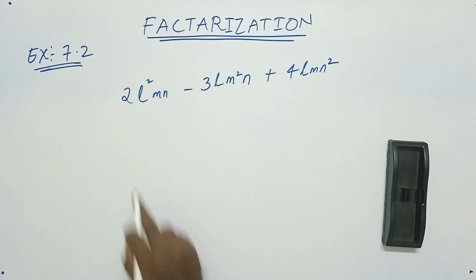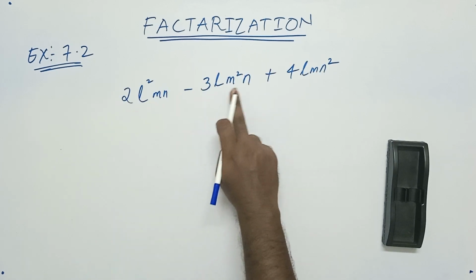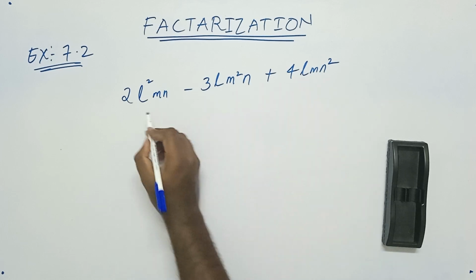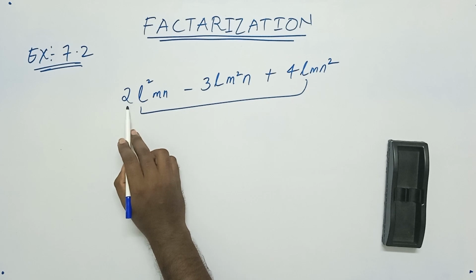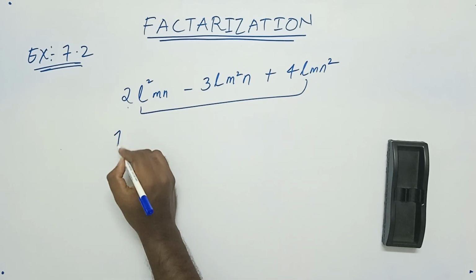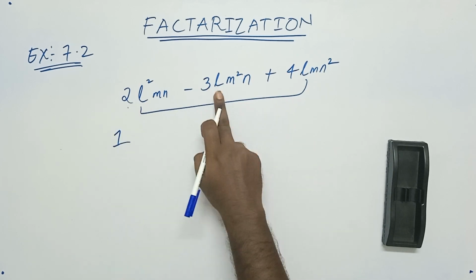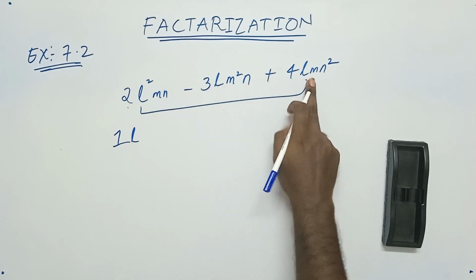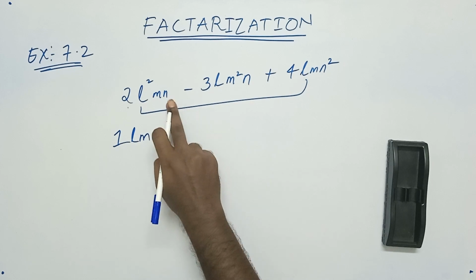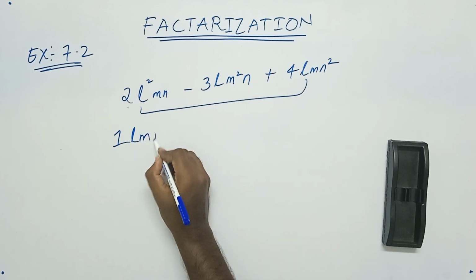So our next problem is 2l square mn minus 3lm square n plus 4lmn square. So we are going to find the factors of this given expression. So first, what is the HCF of 2, 3, 4? So 1 is the HCF. So l square, l, l: what is the HCF? L is the HCF. M square, m: m is the HCF. N square, n: n is the HCF.